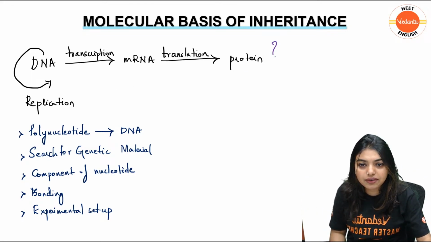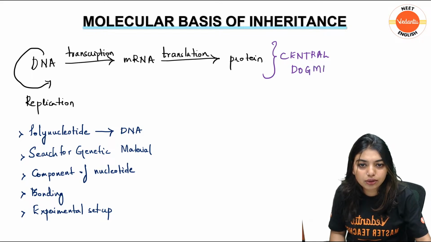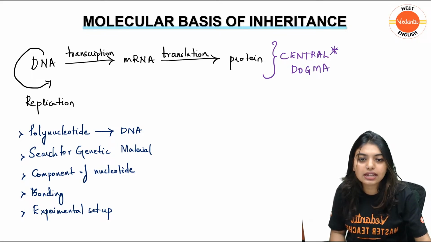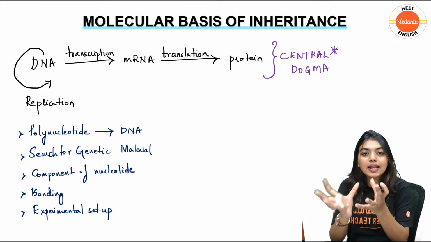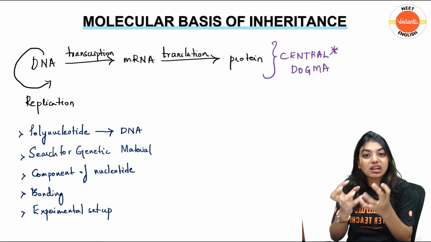And this thing which I have written here is your central dogma. Very, very important. Questions can come from both boards and NEET. What is the central dogma? This is the deciding factor of your genetics. This is the center, like how we have the brain. This is the center of everything.